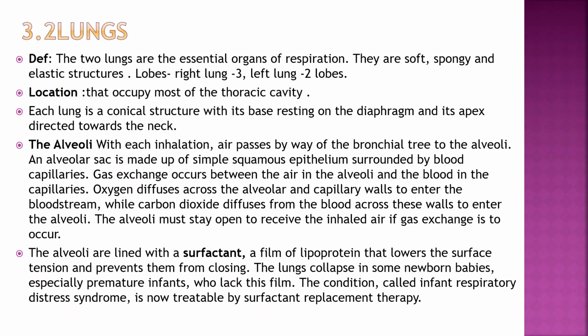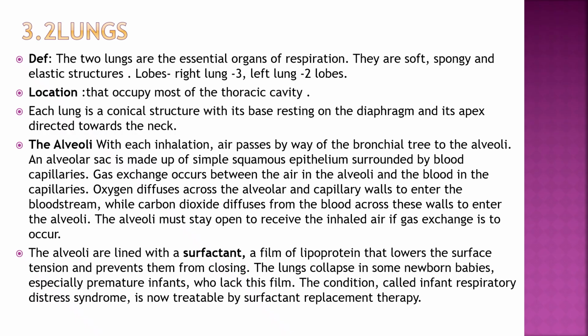Lungs. The two lungs are essential organs of respiration. They are soft, spongy, and elastic structures. The right lung has 3 lobes and the left lung has 2 lobes. In location, they occupy most of the thoracic cavity. Each lung is a conical structure with its base resting on the diaphragm and apex directed towards the neck.